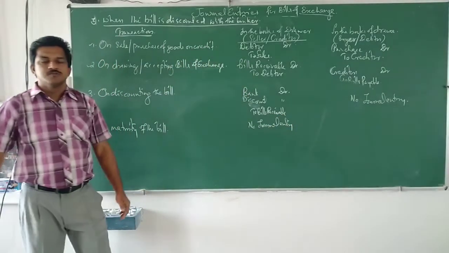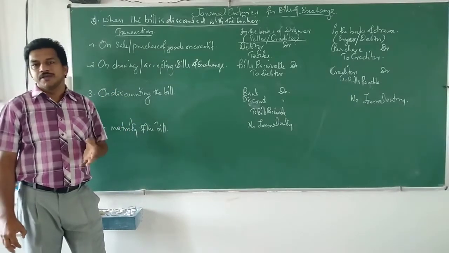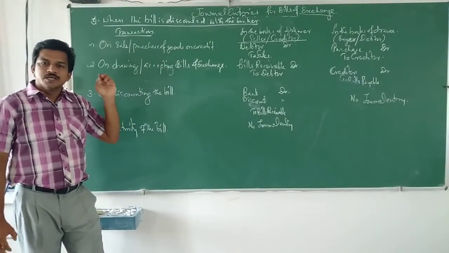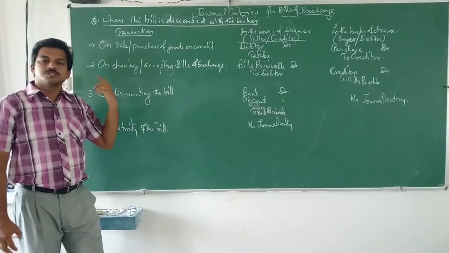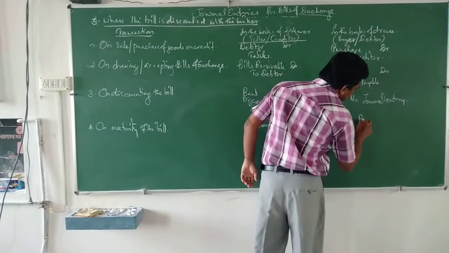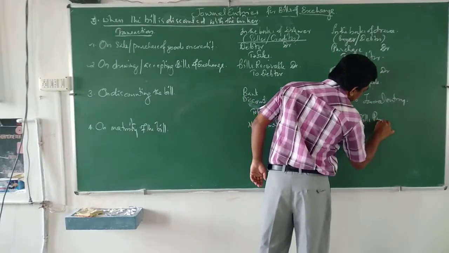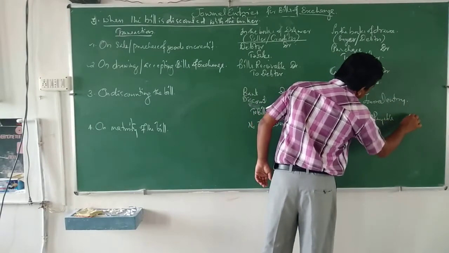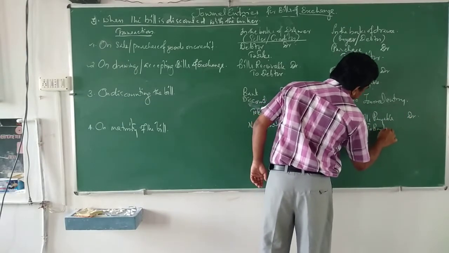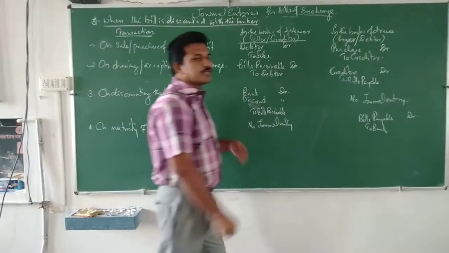What will be the journal entry for drawee? As usual, he will write the journal entry: bills payable debtor to bank. Bills payable debtor to bank.